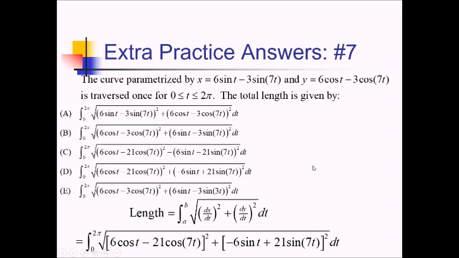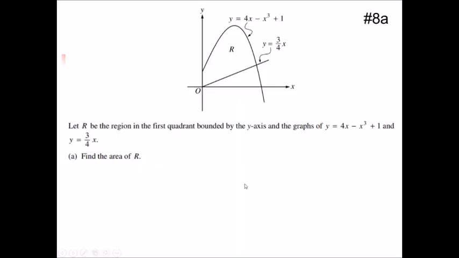So choice D then. On this calculator-based free response problem, R is the region in the first quadrant bounded by this 4x minus x cubed plus 1 function from above and the line 3/4 x from below. Based off of all this, our first task is just to find the area R. So for this, we're just going to use an integral. The basic idea is we're going to do the integral from left to right of top function minus bottom function.